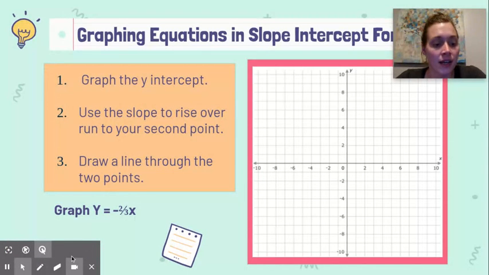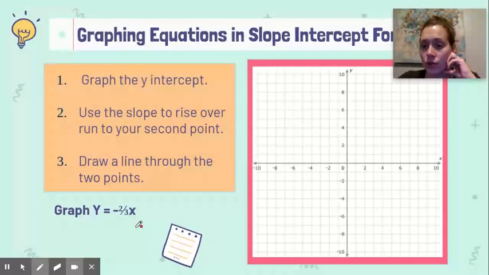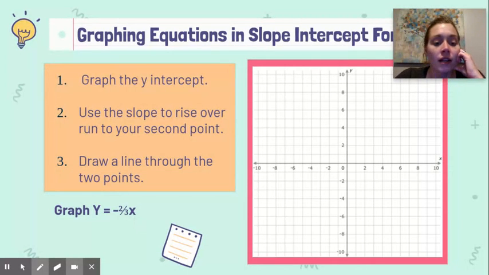Next example, we have the equation y equals negative 2/3 x. So step 1 is to graph the y-intercept. Well, you might notice that this doesn't have a y-intercept, right? There's no number on the end without x. We said when that happens, it's just a 0. We just aren't going to write plus 0 because there's no need to. So if you don't have a number out here, that means our y-intercept is 0.